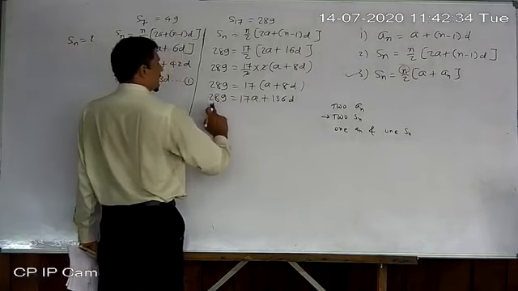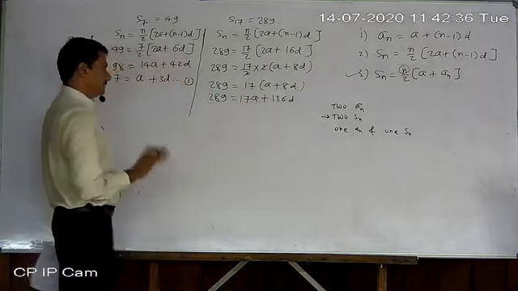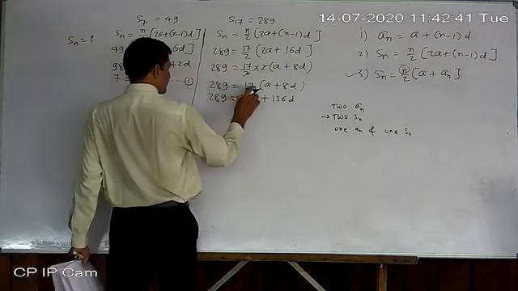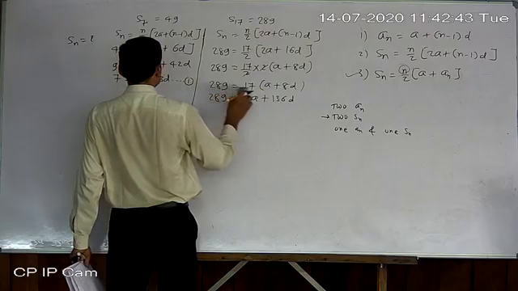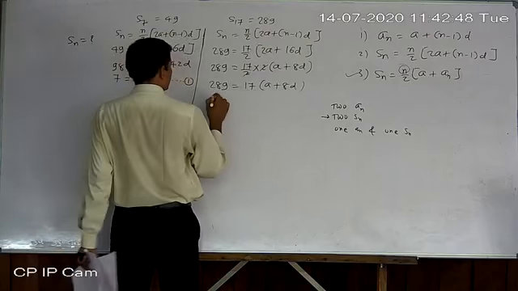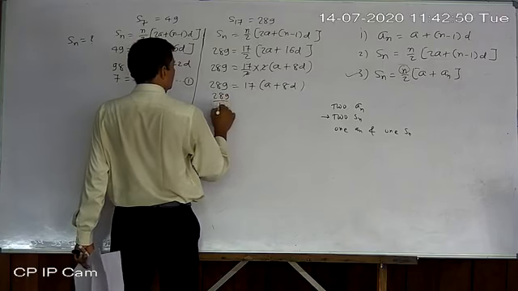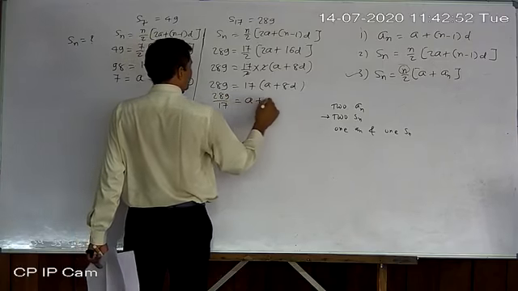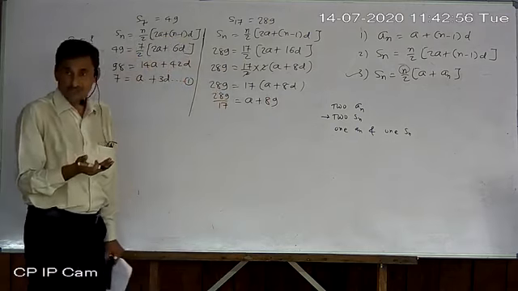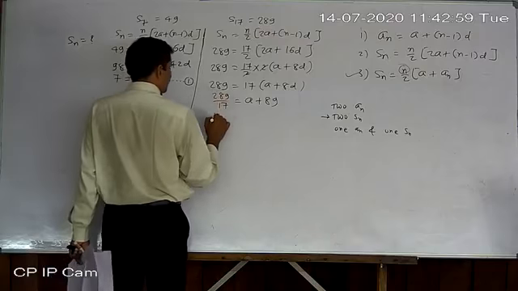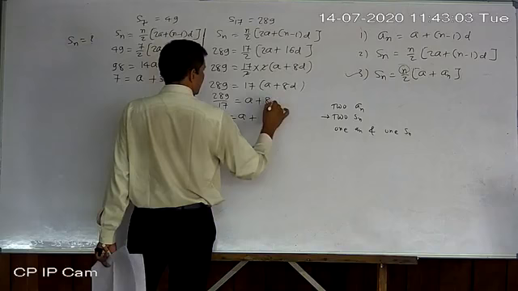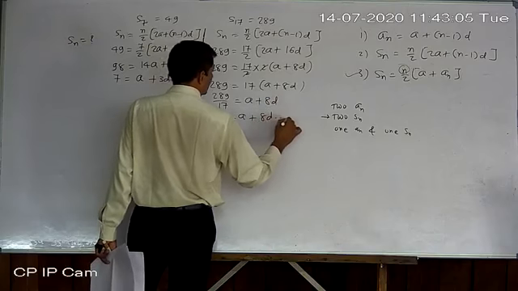Now look here, whether it is divisible by 17, yes. Okay, another way: this is a multiple of this one, so you can shift it here also. Just shift it here. So 289 upon 17 is equal to a plus 8d. Now you know 17 square is 289. So 17 seventeens are 289. So a plus 8d equals 17. So we got the second equation also.